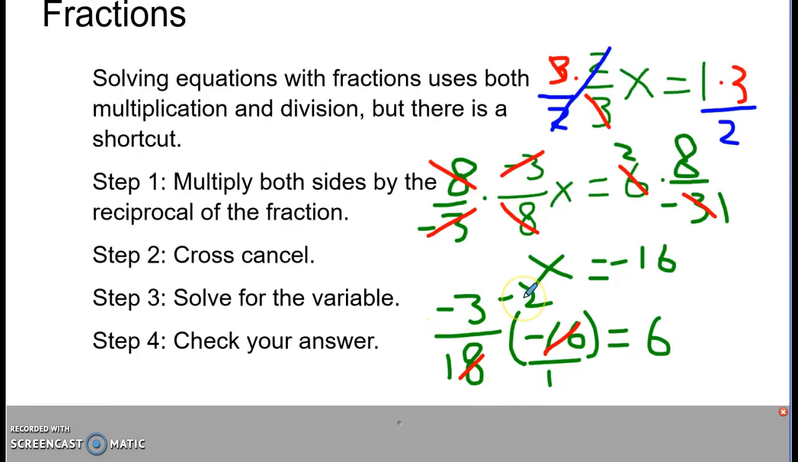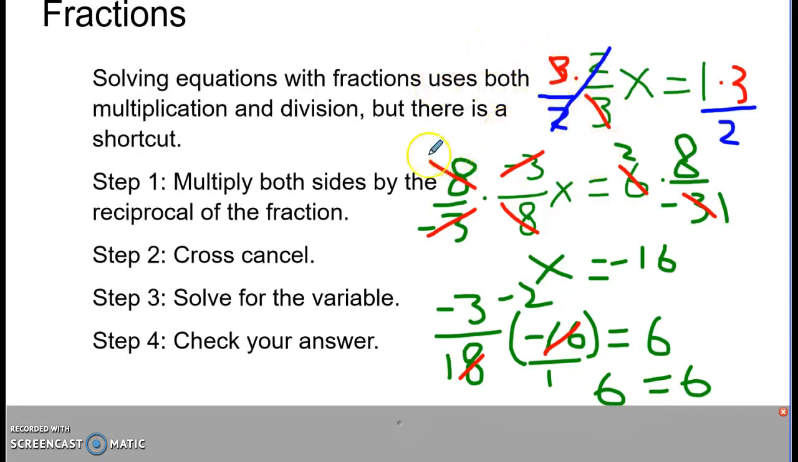Negative 3 times negative 2 is going to be a positive 6. 1 times 1 is going to be 1, so it'll just be the integer 6, and that does in fact equal our answer 6.